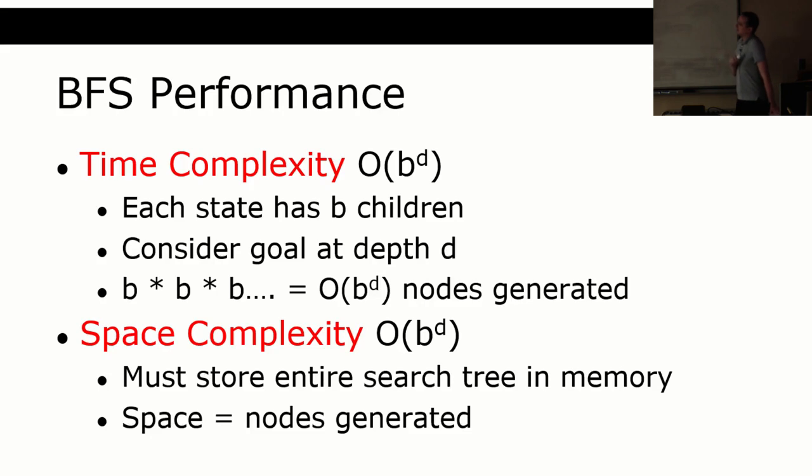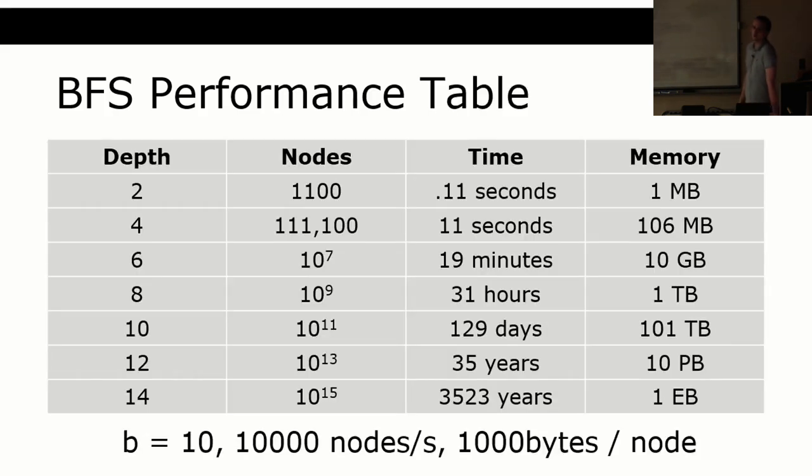The space complexity is the same because, unfortunately, we need to store the entire search tree in memory in order to be able to pick the next node to expand. And so the space is equal to the number of nodes generated, and so this is bad. So the reason these are in red is because these are exponential time complexities. Even small problems, you get into 20 states in the environment, and it's already very hard to search, right? So the space complexity and the time complexity, this is pretty bad. How bad? Well, let's have a look.